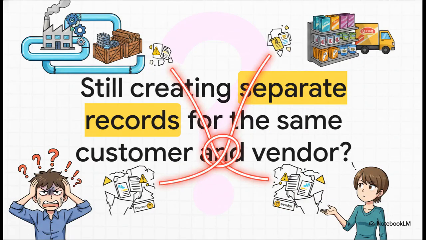So, let's kick things off with a problem that I bet sounds pretty familiar. You know that company you work with? The one that sells you parts, but also buys your final product? Yeah. In the old systems, what did that mean? 2 records. One for them as a customer, one for them as a vendor. That's double the work, double the maintenance, and let's be honest, double the chances for a typo to mess things up. It's just messy, right?